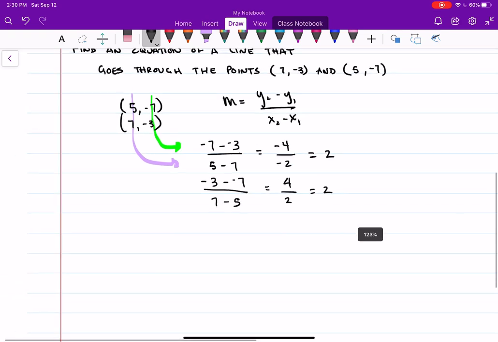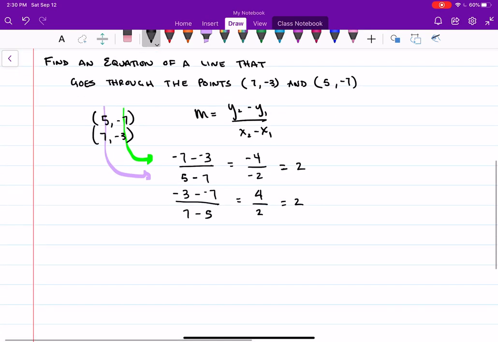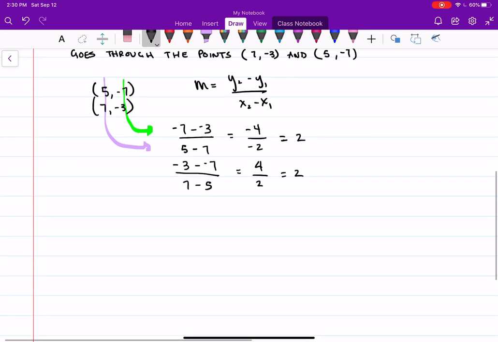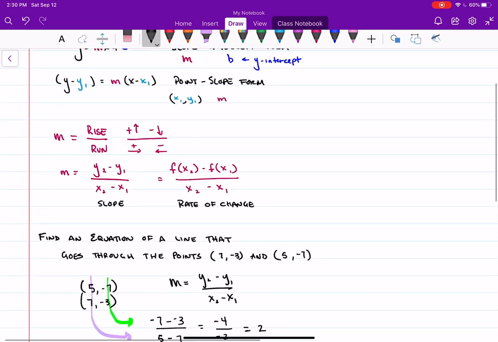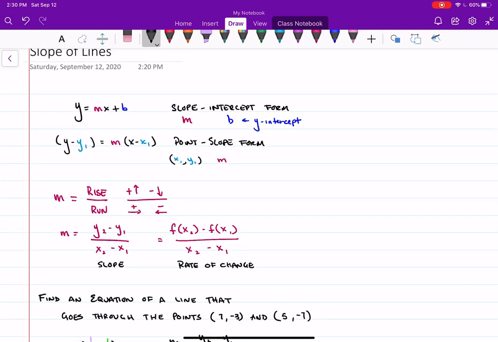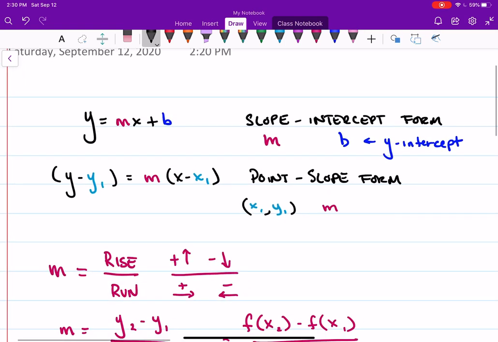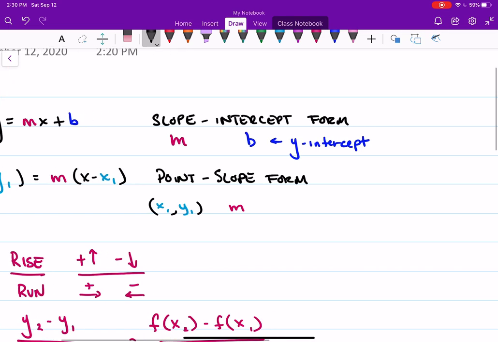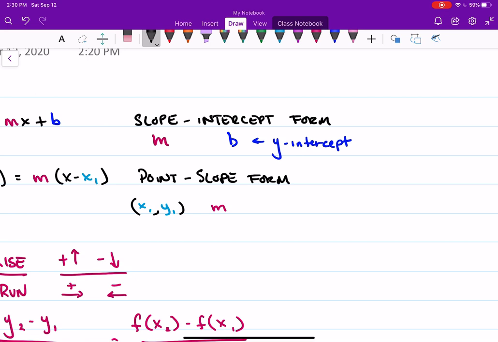Voila. Okay, so now I have my slope. My slope is equal to 2. So what do I need in order to write an equation of a line? I can use both of these, and I'll show you both ways. The slope-intercept form, I tend to call it the SIF, and the point-slope form would be PSF.